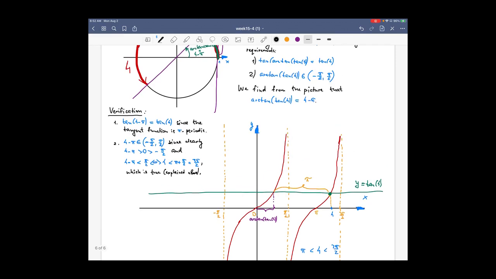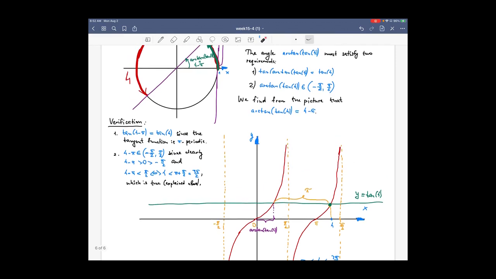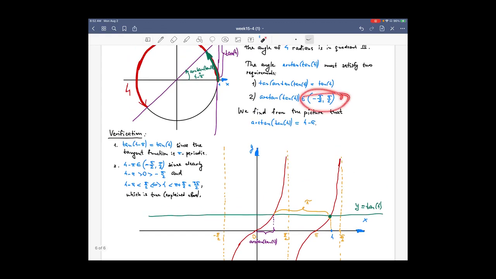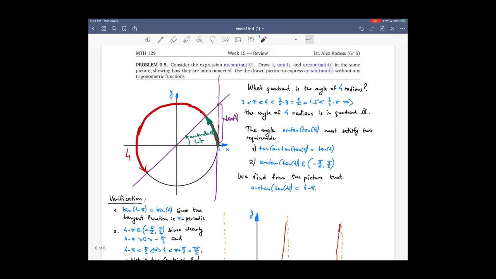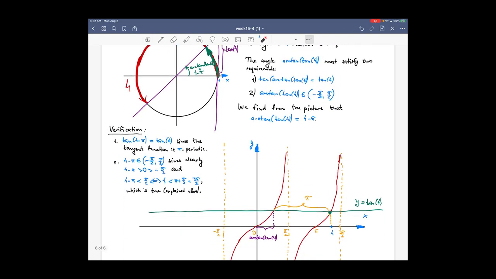So indeed, both conditions are satisfied. Our answer is in the desired range, and the tangent of our answer is the same as the tangent of our angle, tangent 4. This problem is now over.